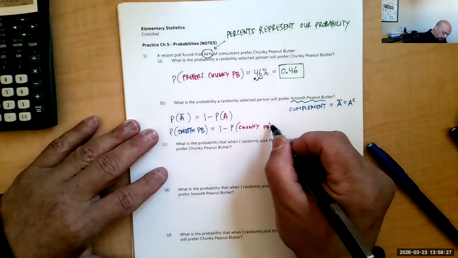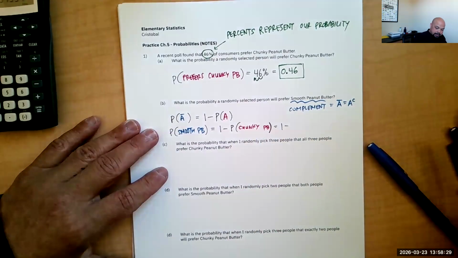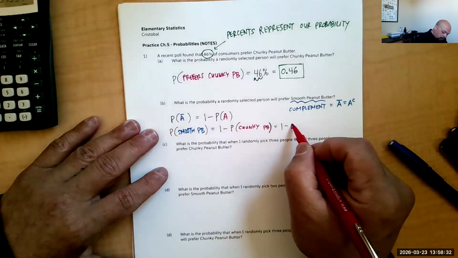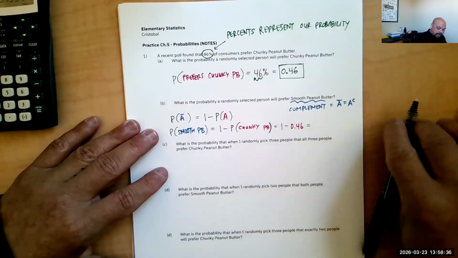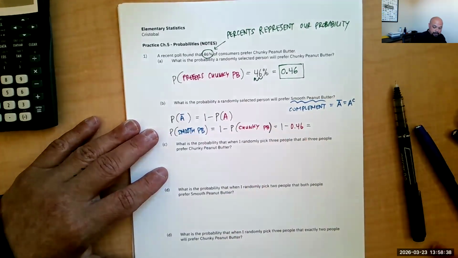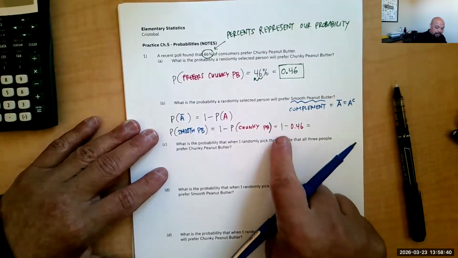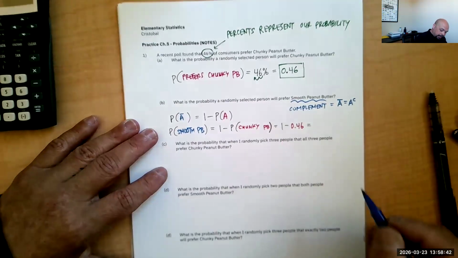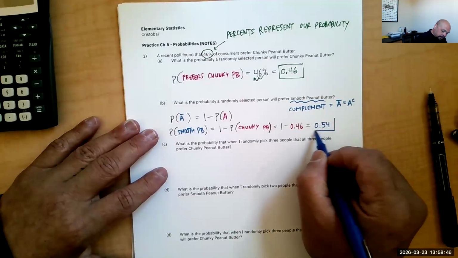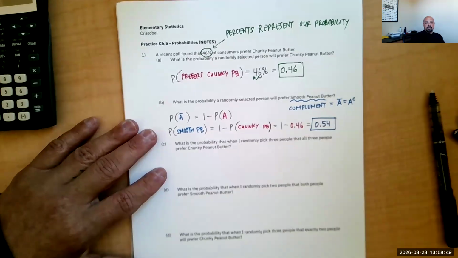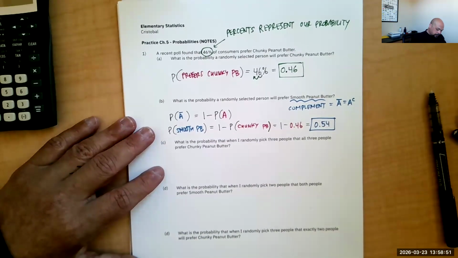All right, so we're calculating here 1 minus, I'll go into red here, 0.46, or 46%. So doing that subtraction, 1 minus 0.46, or 100% minus 46%, what we're going to get here is 0.54, right? 54% prefer that smooth peanut butter.